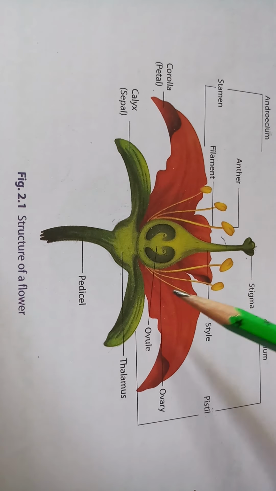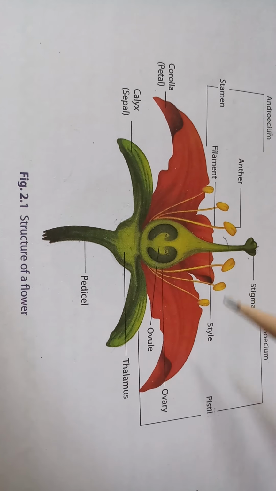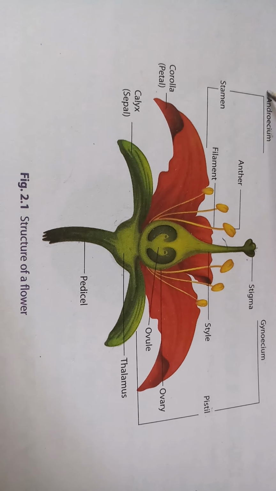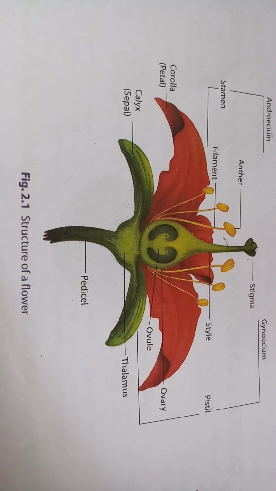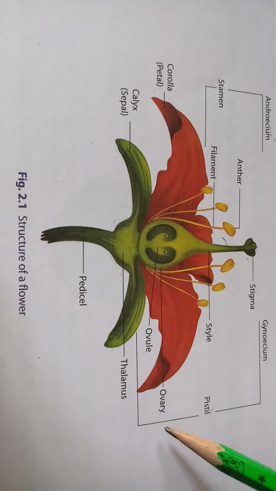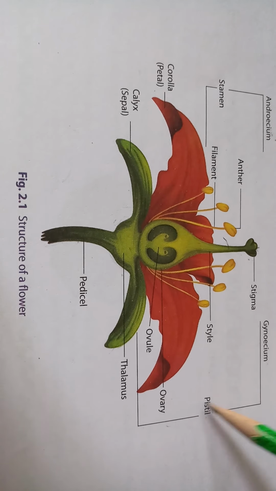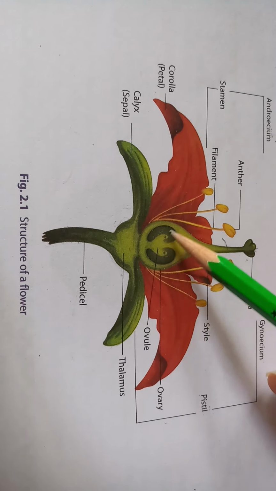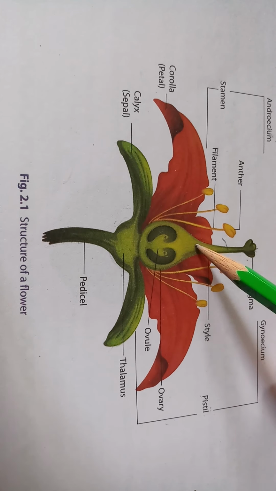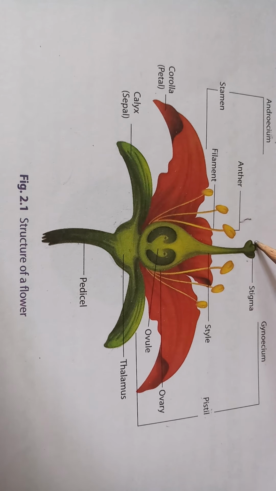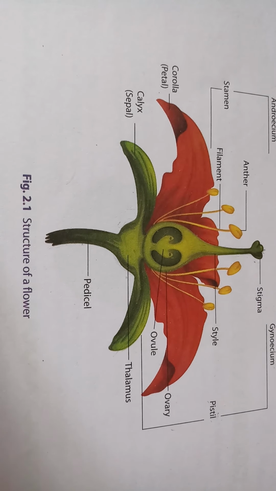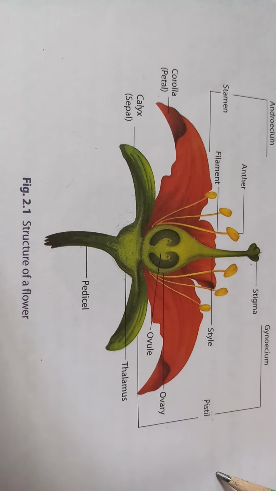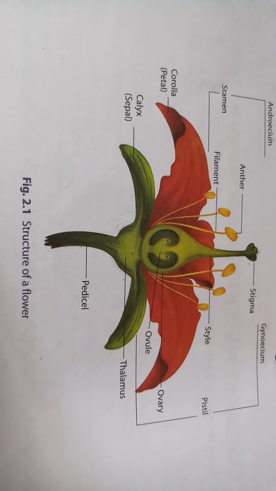Before we move forward, let us see the filament and the anther together. They are known as stamen or they are known as androecium, the male reproductive part. Now we come to the fourth and the innermost whorl, which is the female reproductive part, which is made up of ovary, style and stigma. So we have ovary, style and stigma, which together are known as pistil or carpel and gynoecium.